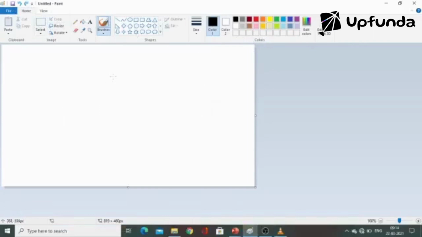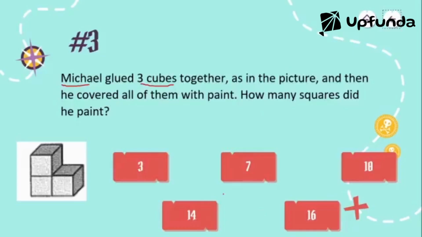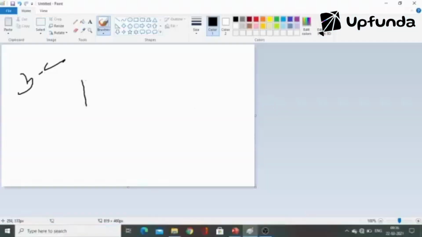Michael used 3 cubes. Michael glued 3 cubes together and then he covered all of them with paint. How many squares did he paint? This is the number we want to know. So, we all know that a cube has how many faces? Can you guess it?